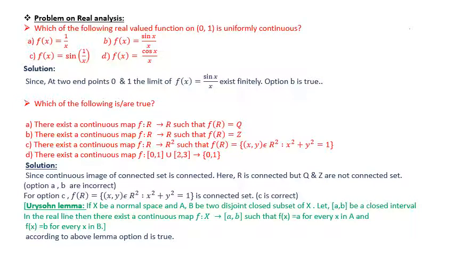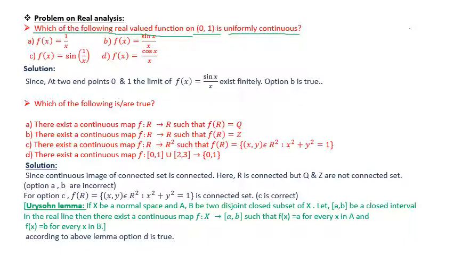Hello friends, today I am going to discuss two conceptual questions which are taken from the NET exam. So let's start with our first question. Here our first question is: which of the following real valued functions on the open interval (0,1) is uniformly continuous?